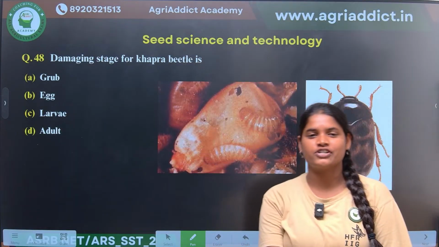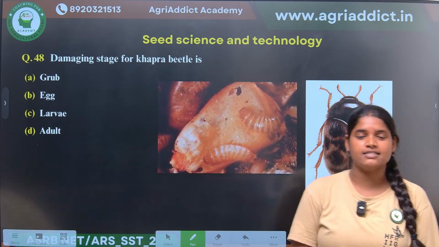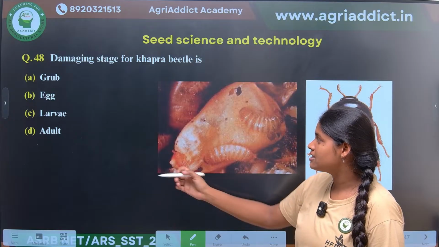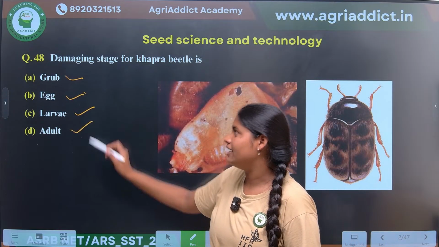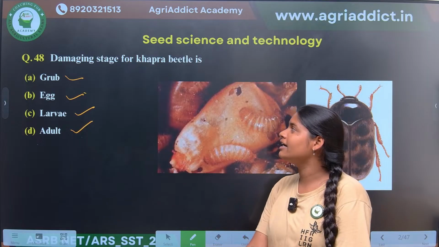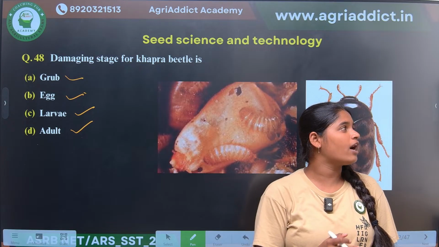So, the first question is, the damaging stage for Capra beetle is? The options are grub, egg, larvae and adult. I'll repeat the question. Damaging stage for Capra beetle is? Try to answer this question.